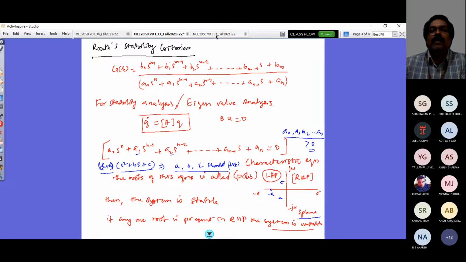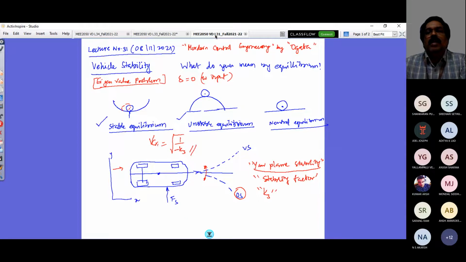Before that, we looked at what we mean by yaw plane stability analysis. For vehicle stability, the question is, what do you mean by equilibrium? Equilibrium means that if the vehicle goes in a straight line, even when subjected to a wind gust in the lateral direction, some sudden disturbance, the vehicle should continue its motion straight. Then the system is stable.